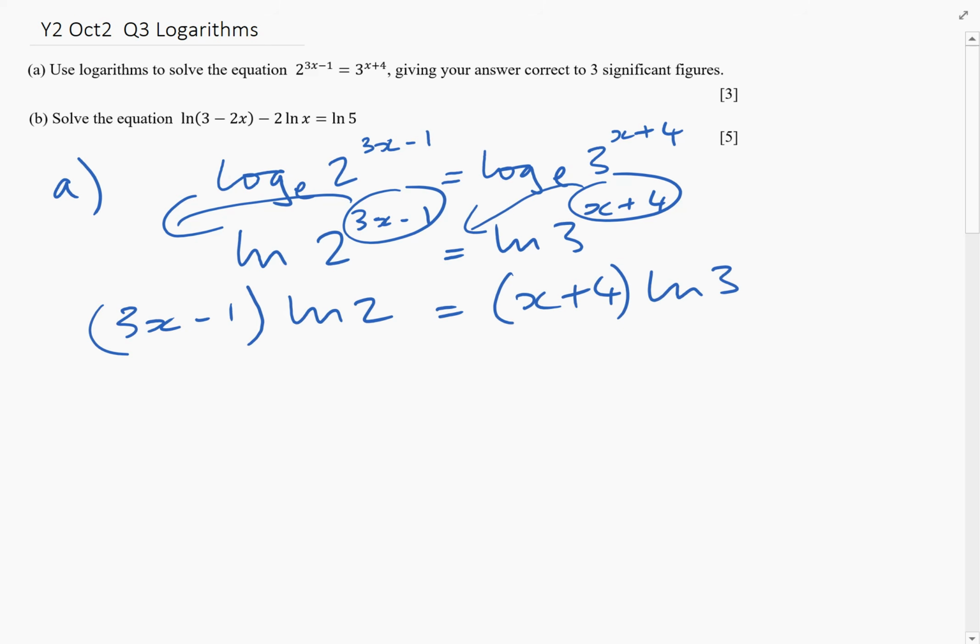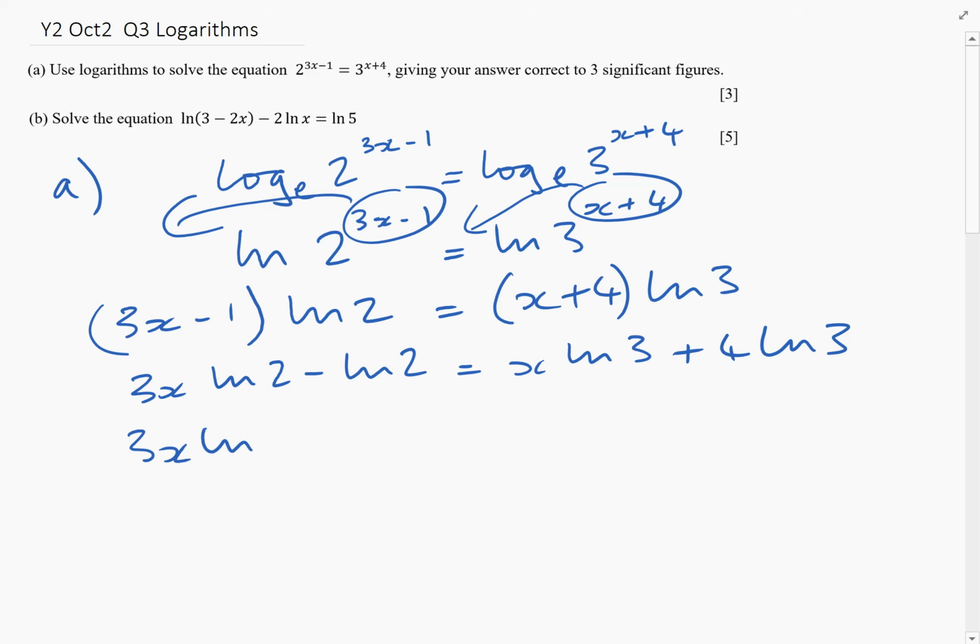So now you can multiply out the brackets, and that will give you 3x ln 2 minus ln 2 equals x ln 3 plus 4 ln 3. And now get all the x's on one side. So let's get all the x's on the left hand side. So that'd be 3x ln 2 minus x ln 3. And we'll move that ln 2 over to the other side. So we've got 4 ln 3 plus ln 2.